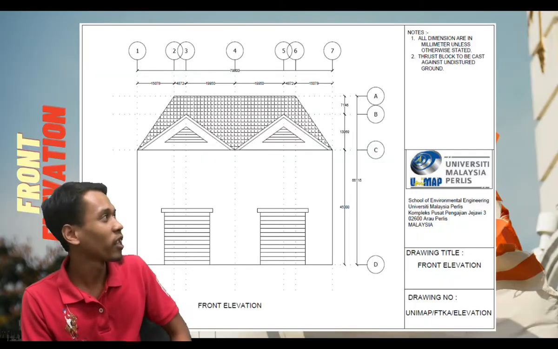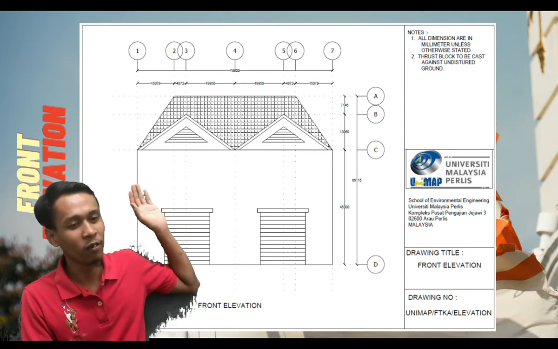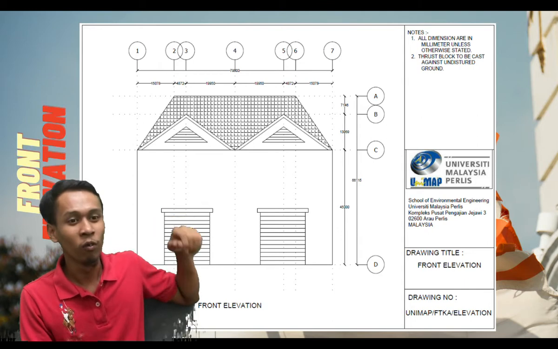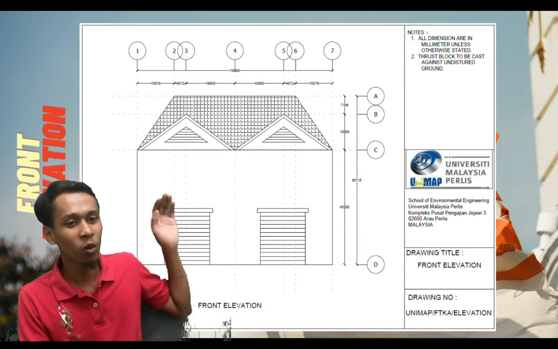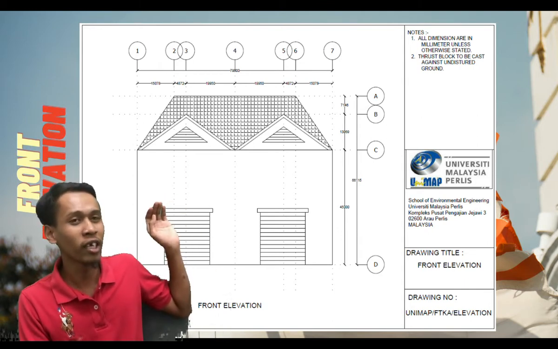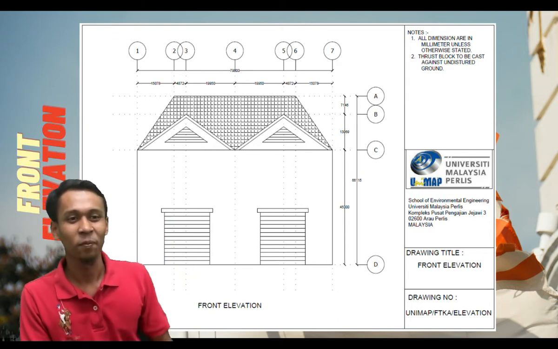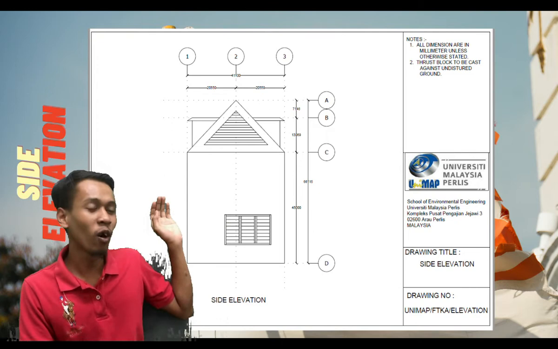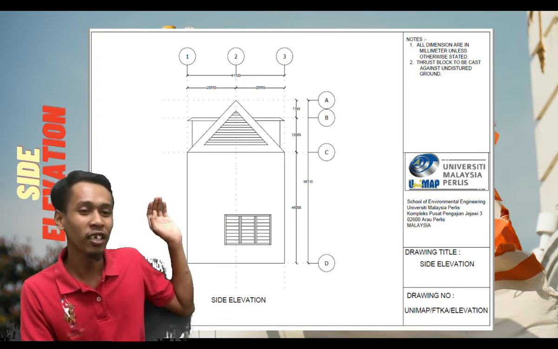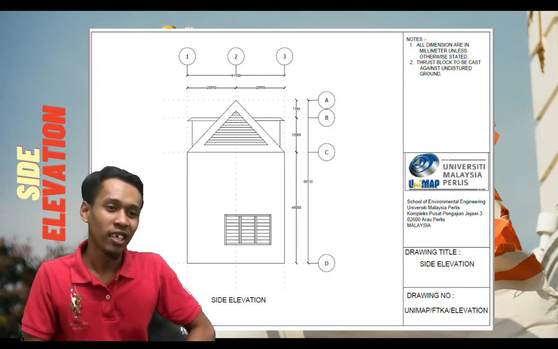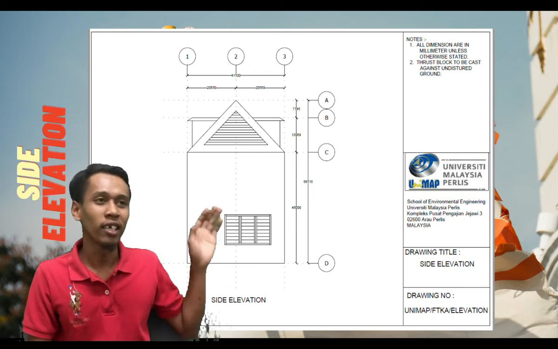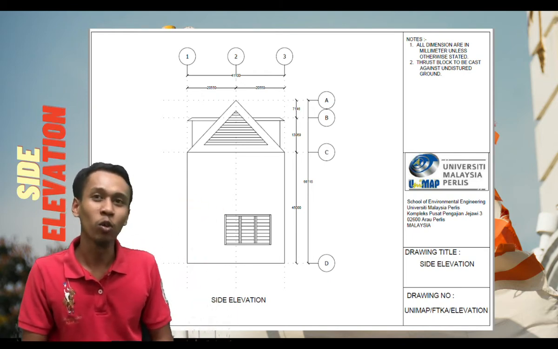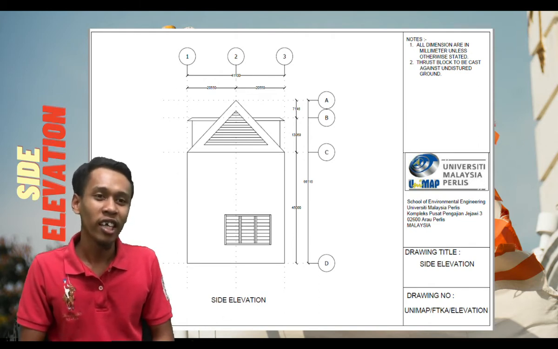First, the front elevation. This is the front elevation, and for the front, we put the roller shutter. Now, for the side elevation, we put a window for air in the lab.